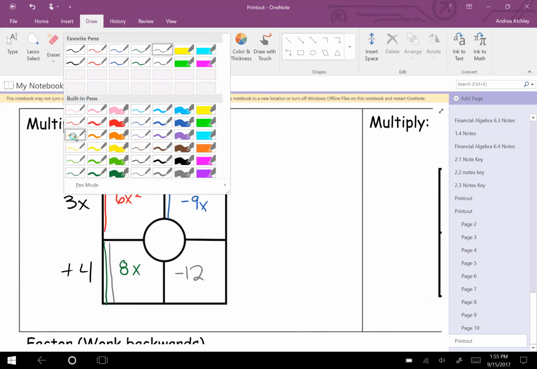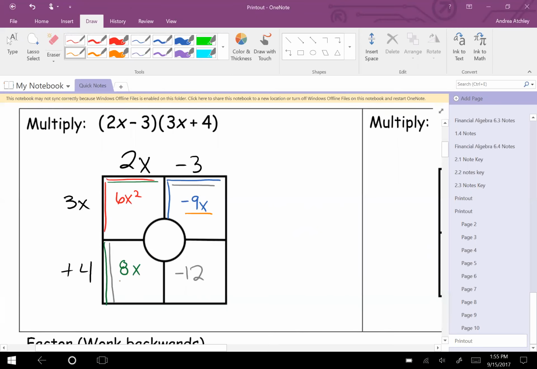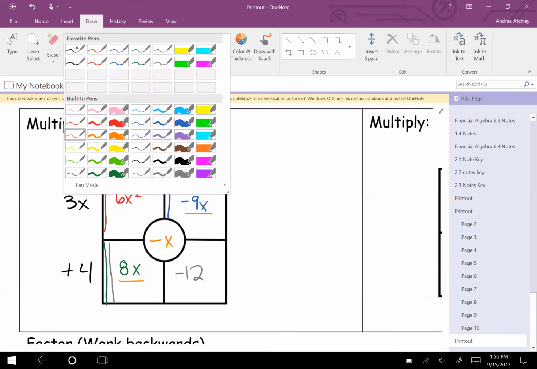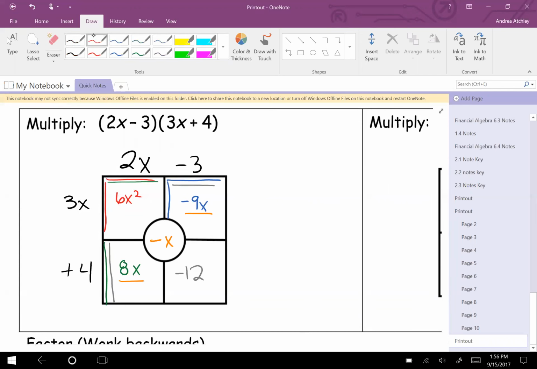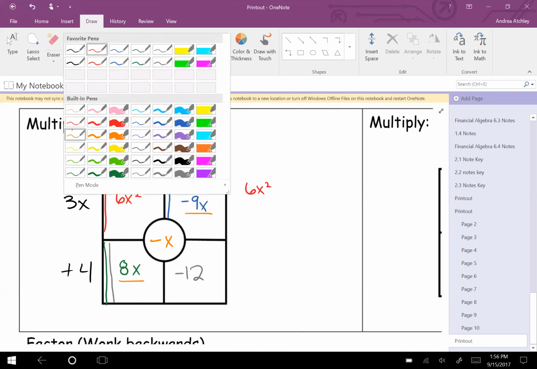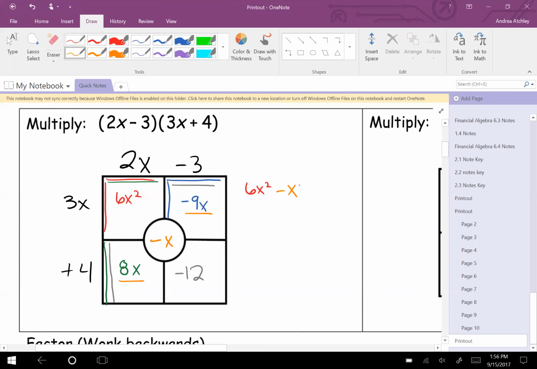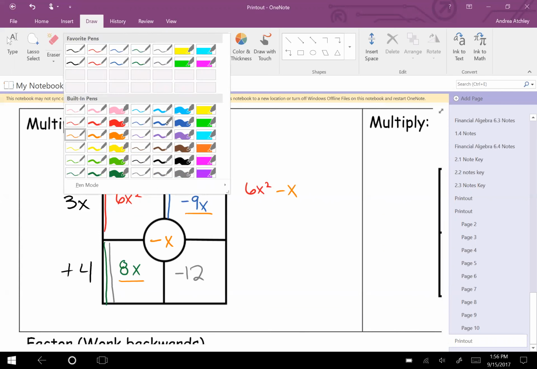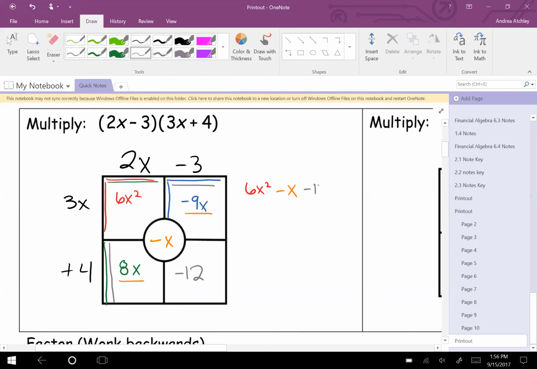Now something new is we're adding that little circle to the middle just so we can combine those like terms. We'll end up with like terms sometimes. So we want to combine the negative 9 and the 8. They're opposite signs, so I'm going to subtract and get negative 1, or negative x. So the area of this whole square is the 6x squared minus the x, and then minus 12.